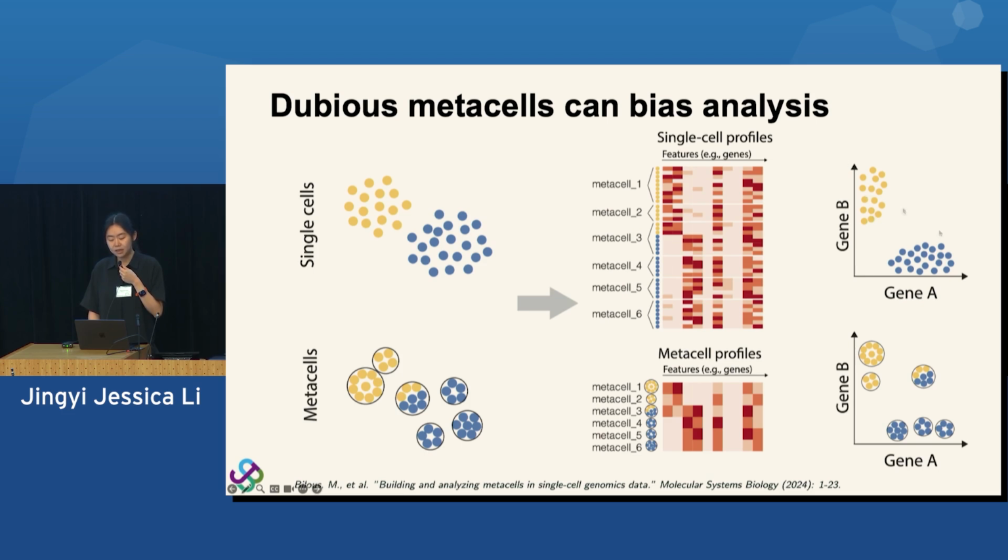However, if you look at the single cell data, maybe the 2 genes are not so co-expressed. They are probably exclusive. When one gene is expressed, the other gene is silent. But with the dubious metacell, then you can have a false conclusion in your analysis. So that's why we think it's very important to identify those metacells if you want to use metacells.